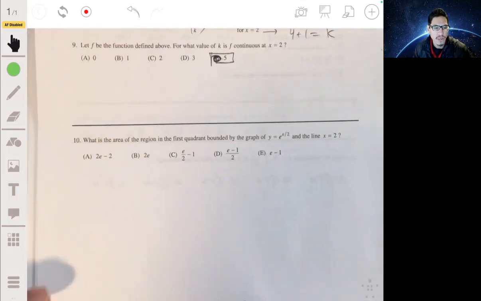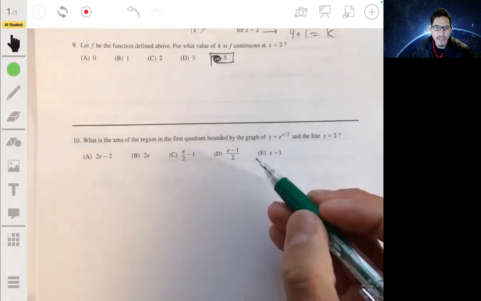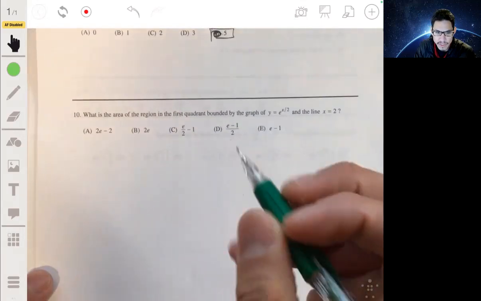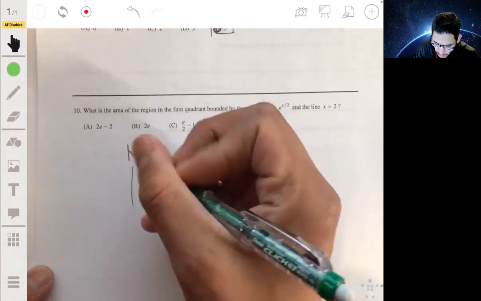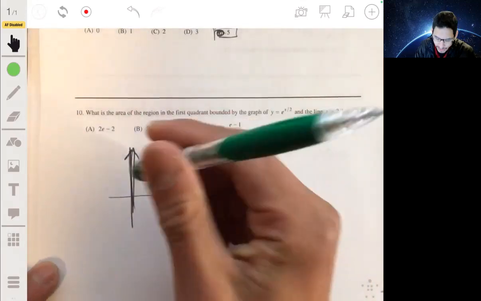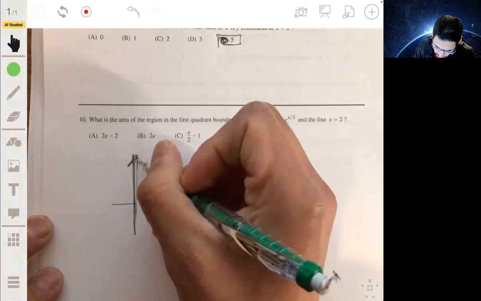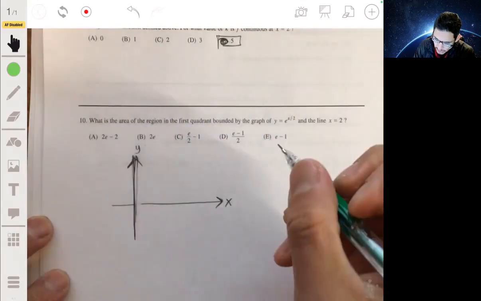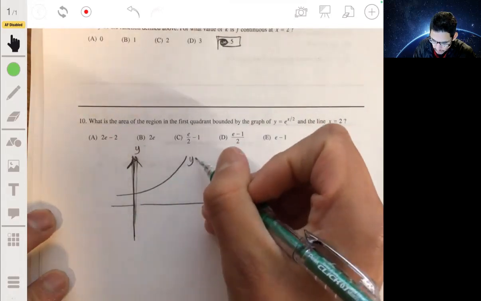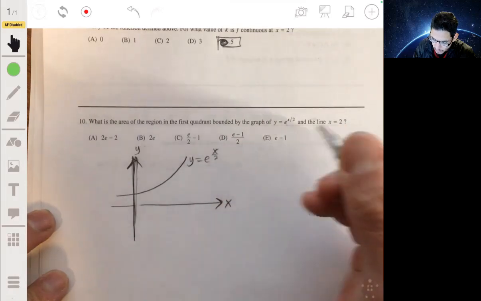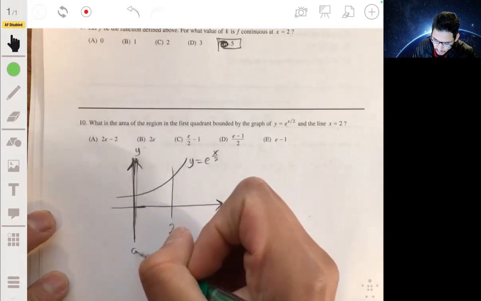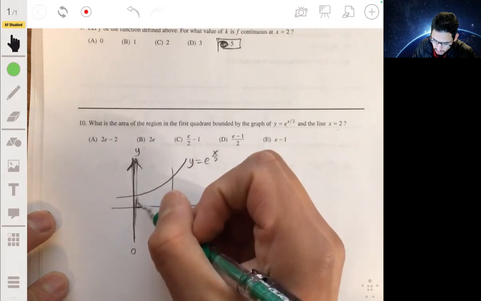Number 10. What is the region in the first quadrant bounded by the graph of y equals e to the x over 2 and the line x equals 2? Okay, so here let's just draw a picture and we really just have to integrate. But we want to know what exactly we're integrating so we can know our upper and lower bounds. The pencil exploded. So we're integrating this graph, which you should know will be an exponential going like this. And it's going up until the line x equals 2. And first quadrant, so we're going to integrate from 0 to 2.